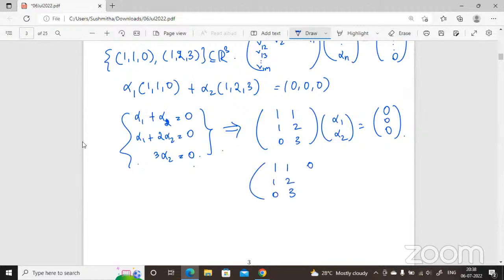Madam, may I ask a question here? Shouldn't it be 1, 1, 0, 1, 2, 0, and 0, 0, 3, and alpha 1, alpha 2, alpha 3? Or no, you have only two vectors, right? Then sorry, my mistake.